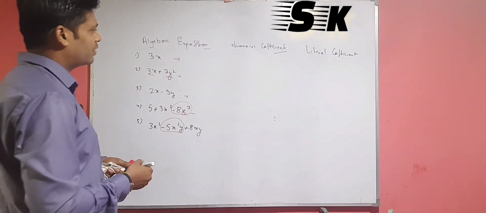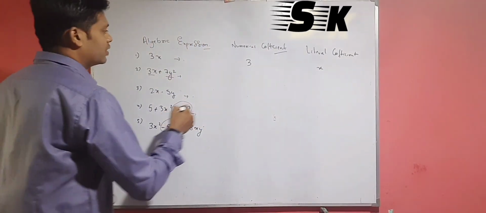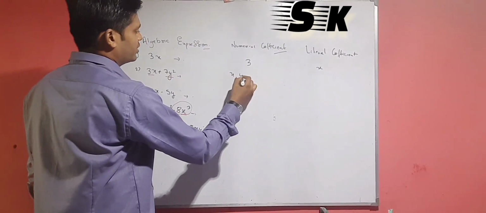So here, what is the constant value? So 3. What is the literal? X. Here, the constant value, and x is there and y square is there.